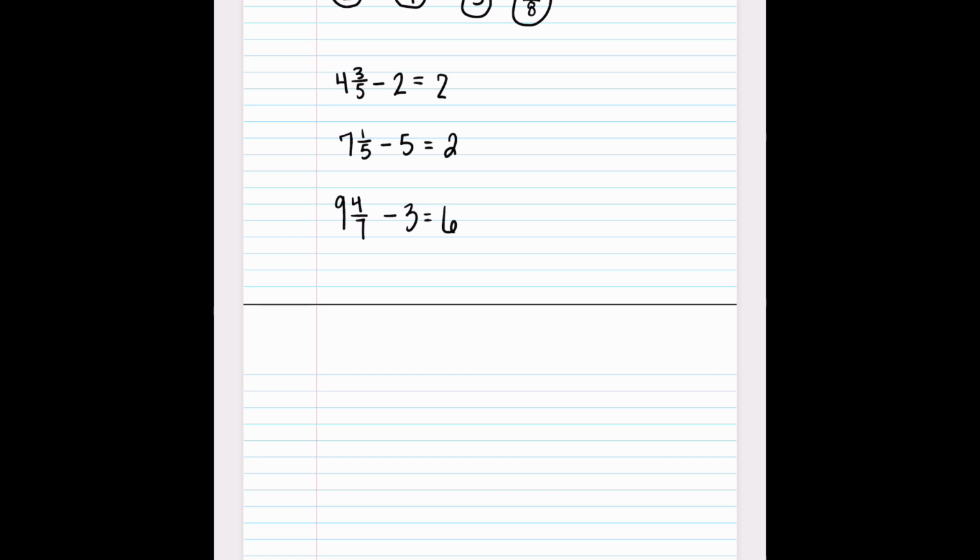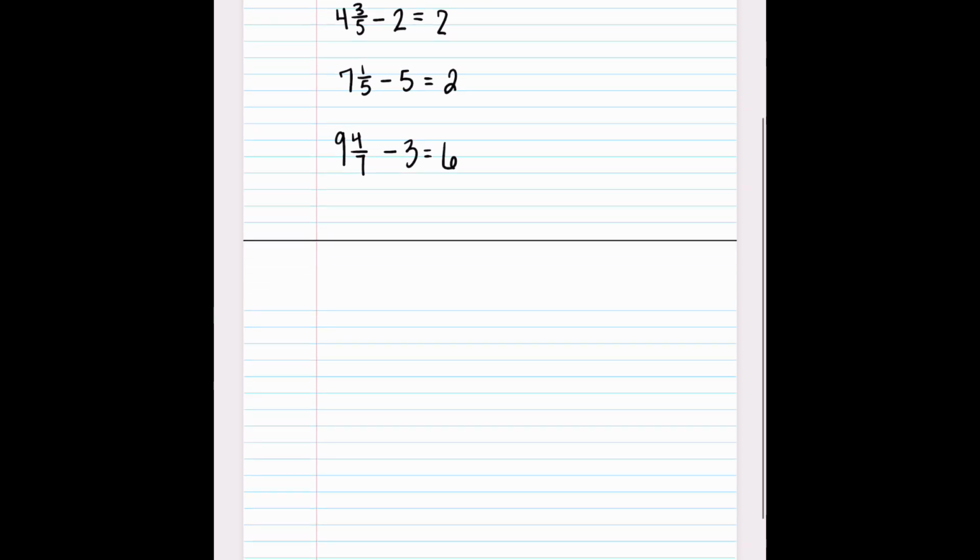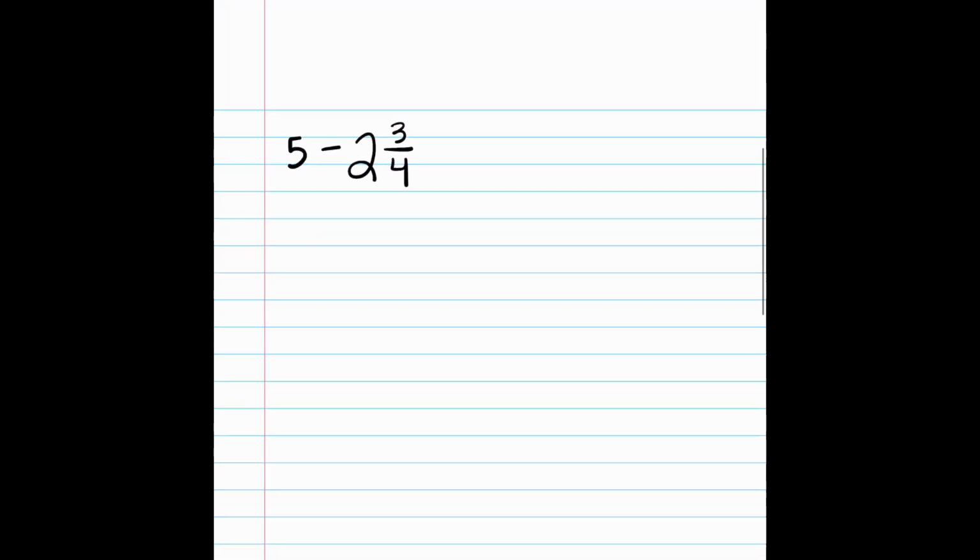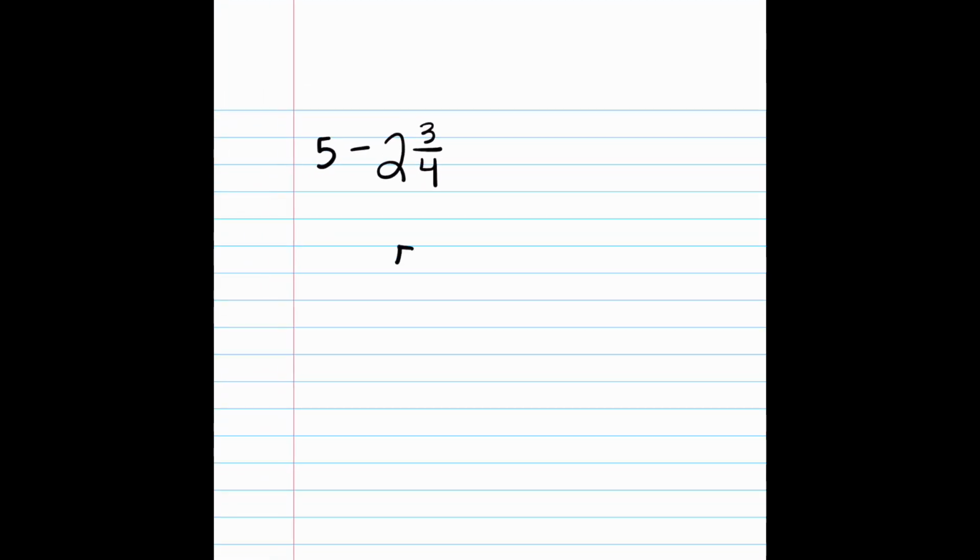Now, when the roles are reversed, when it is flipped, it does look quite different. You do have to do a lot more decomposition from that. So say I have 5 minus 2 3/4. Okay, so with this one, I am going to have to take my minuend, my 5, and I'm going to have to decompose that. Now, I'm going to go ahead and look at what my denominator is.